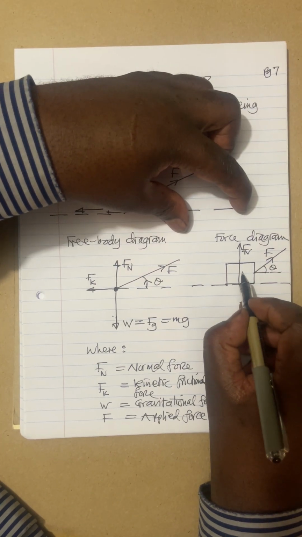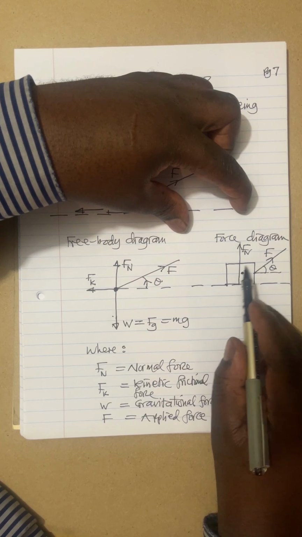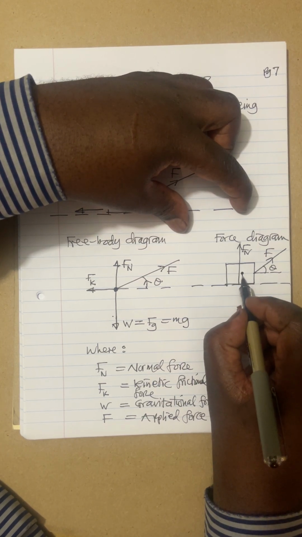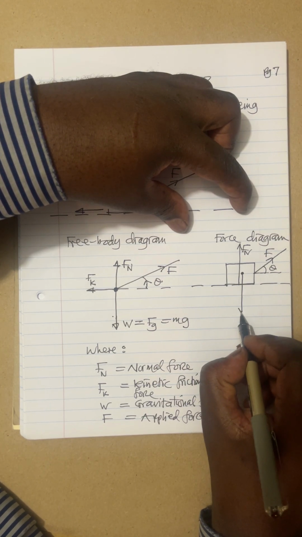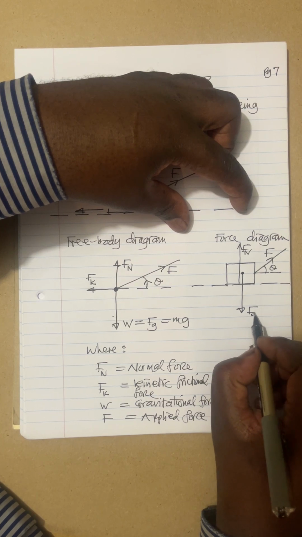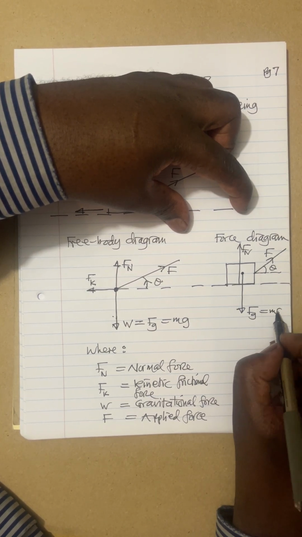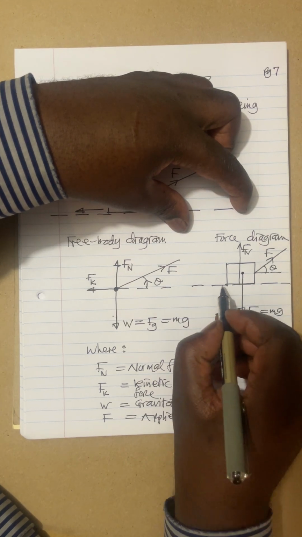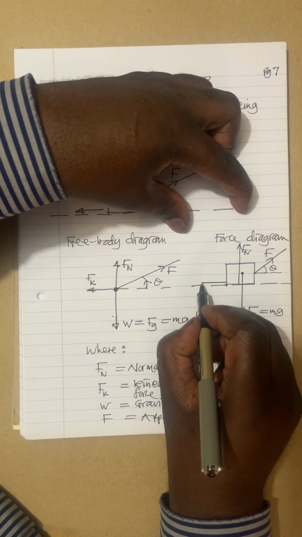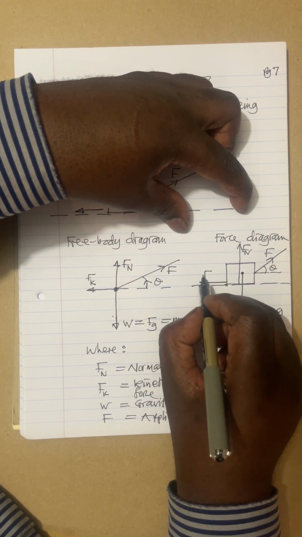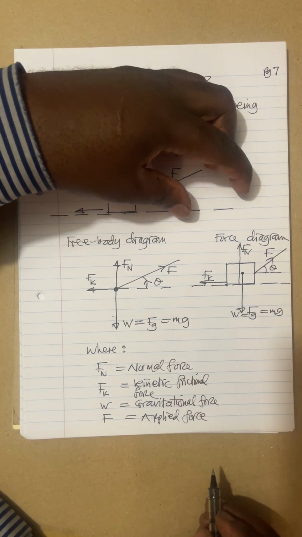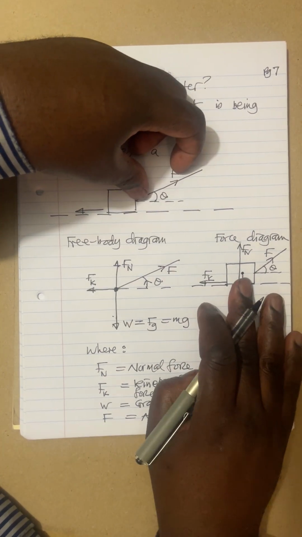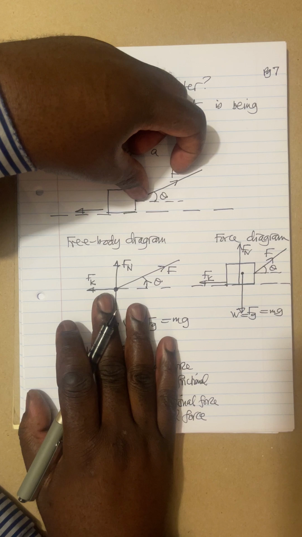And then there's a force that the box exerts on the surface. It doesn't really matter whether you draw this to the right or left. This is the force of gravity, Fg, which is actually equal to mg, and we know that this is weight, W equals this. And there's a force on the surface there, and that's your kinetic frictional force.